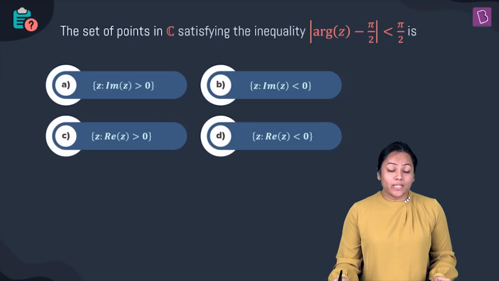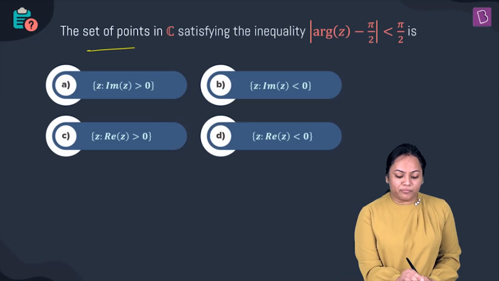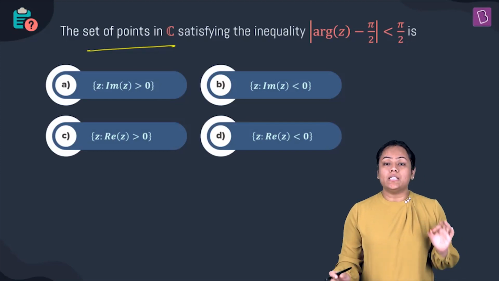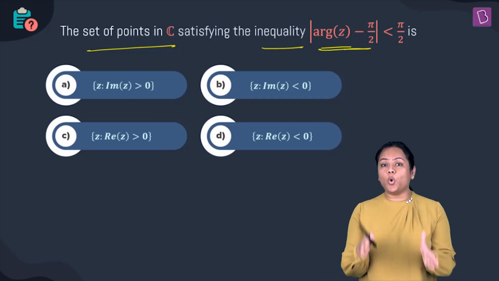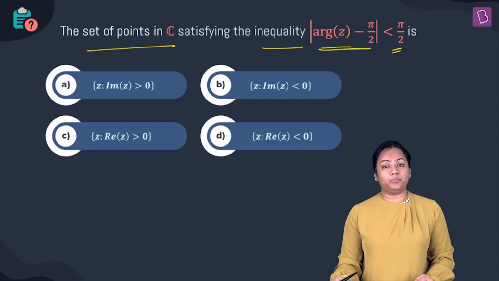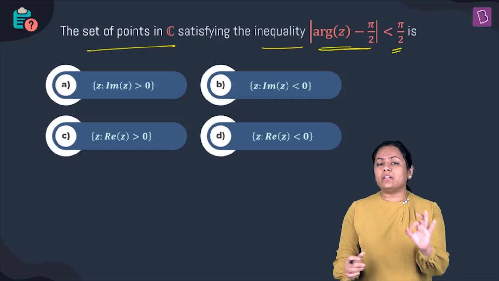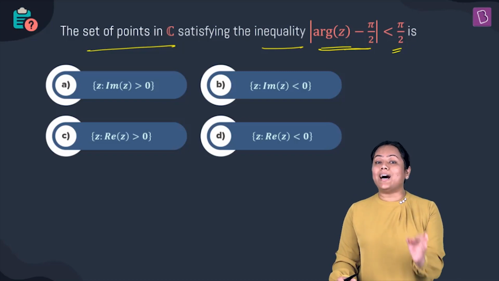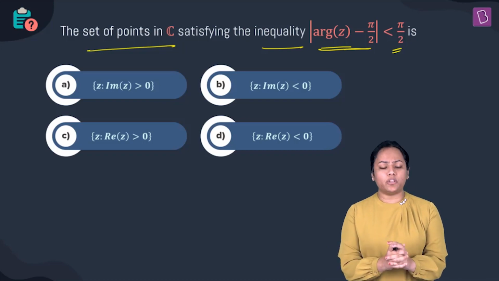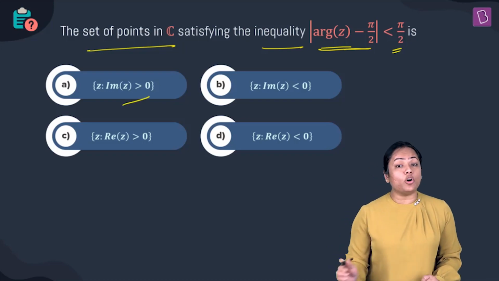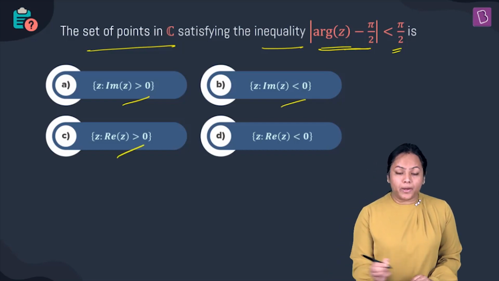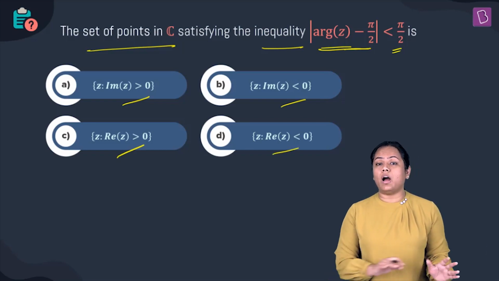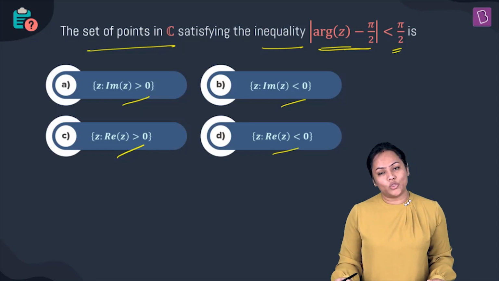Well, moving on. In this question, they have said: the set of points in the complex plane satisfying the inequality modulus of argument of z minus pi by 2 is less than pi by 2. So that means I have to solve this modulus inequality, right? And from there, I'll get a relation, or let us say a range, for the argument of z. And if I get the range for argument of z, I have to relate whether the imaginary part of that complex number will be greater than 0 or less than 0, and similarly whether the real part will be greater than 0 or less than 0. I have to find the right option from all these 4 which are given to me.